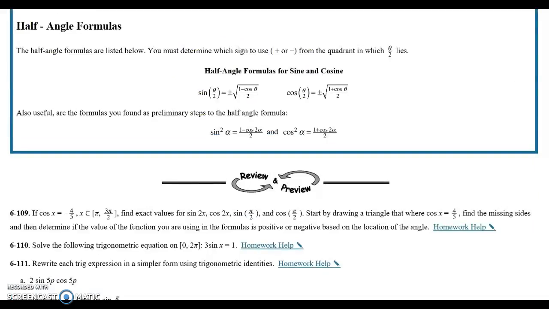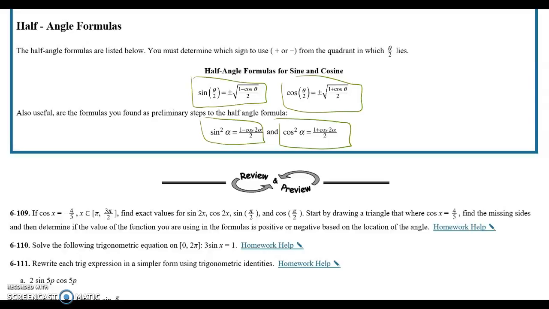The key thing here is that you write into your notes these two half angle formulas for sine and cosine, and then also useful are these formulas that we came across in the preliminary steps. So having all of these in your notes, this one, this one, this one, and this one, are very useful, so make sure you write those clearly in your sketchbook.